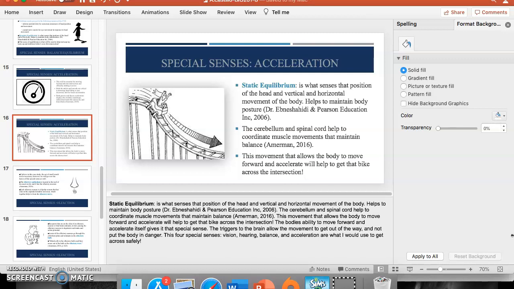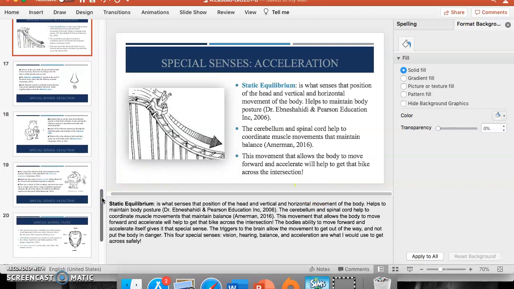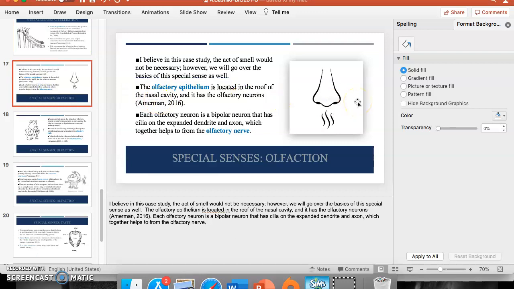So the four special senses, again, that I would use to make it into this foggy intersection with a lot of cars where it's super busy are vision, hearing, balance, and acceleration. There are a couple here that I'm going to go over that I would not use, but I just wanted to briefly go over these last couple special senses I wanted to include for you guys. I believe in this case study that I wouldn't use smell, but I wanted to go over the basics.